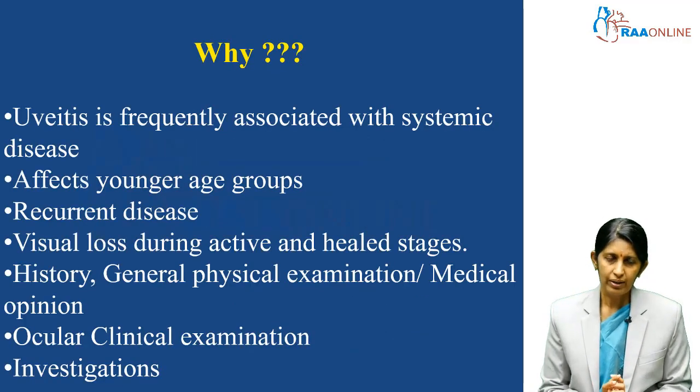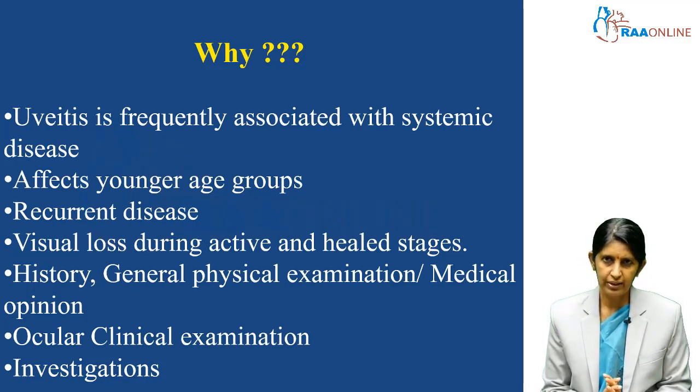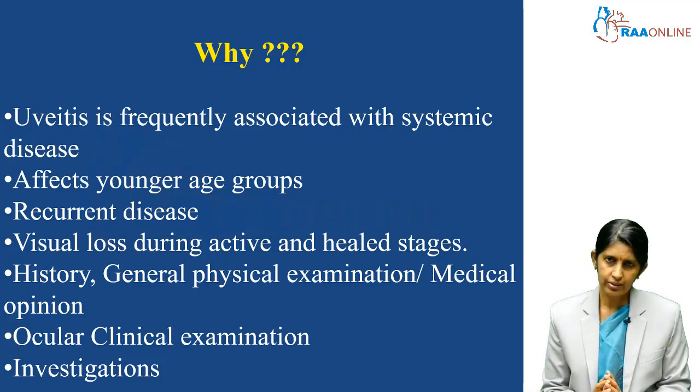So, why are we even discussing this topic? What is the importance of uveitis? Like I just mentioned, it is most frequently associated with systemic diseases, and these systemic diseases can be an infection, it can be an autoimmune disease, or it can be an idiopathic nature of the disease. So, any systemic disease can have ocular inflammation, and this ocular inflammation most commonly manifests as anterior uveitis. It can often affect younger age groups.